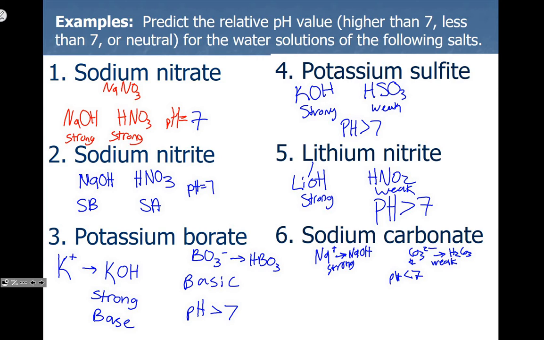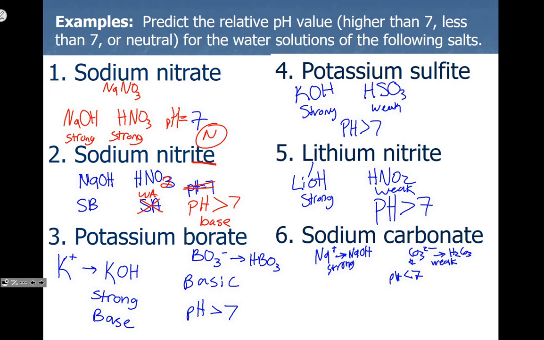Okay, here we go. Let's go through these really quickly, guys. Everybody up front, we need to move. Sodium nitrate goes with sodium hydroxide and nitric acid, both strong, so pH is 7. It is neutral. Don't forget that. Nitrite, be careful. Nitrite is NO2. It's not a strong acid, it's a weak acid. That makes this not 7, but a pH greater than 7, it's going to be base.